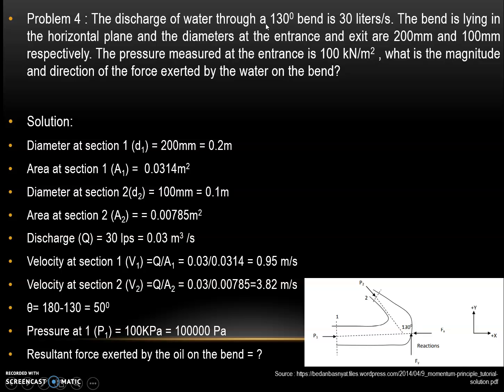Here the bend is 130 degree. So 130 degree is considered from horizontal positive x direction. So theta will be 180 minus 130, which is equal to 50 degree. Pressure at section 1 P1 equal to 100 kPa, which is equal to 100 into 10 raised to 3 Pascal. We need to find out what is resultant force exerted by the oil on the bend.